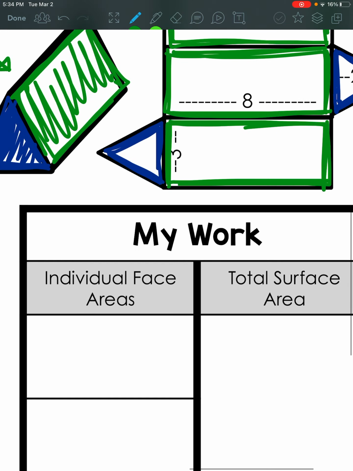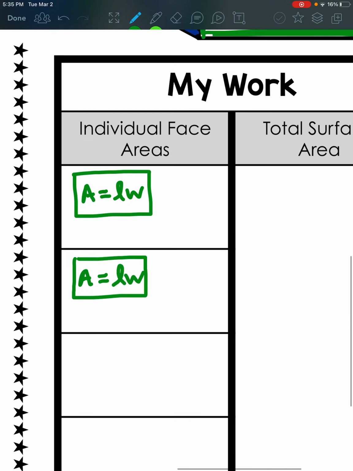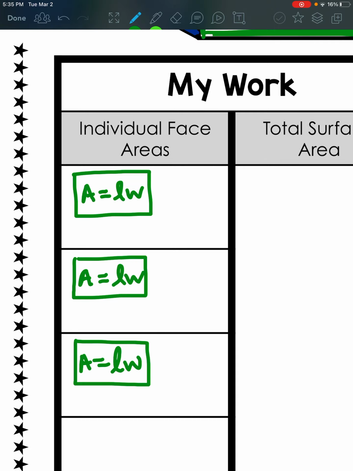So we want to find each one of those rectangles, and remember, it's still the same process. So the area to find this is length times width. And we have three of those green rectangles. They're all the same. So you want to then find what are the dimensions of those rectangles. I'm going to draw a better rectangle. So what is the length and the width?